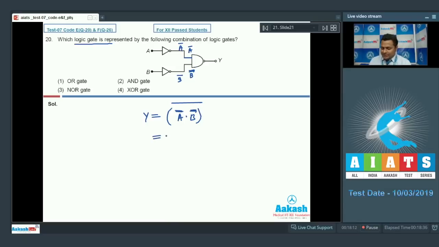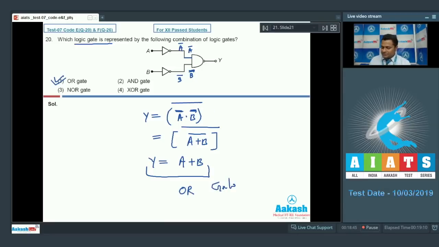Now you can apply the De Morgan theorem. According to De Morgan theorem, A bar dot B bar can be replaced as A or B whole complement, and there is another complement. Complement and complement, they will cancel each other. So ultimately you will get the output Y as A or B. So actually there is the OR operation. This whole combination of gates is giving you the output of OR operation. It behaves like an OR gate. So that's why we will go with option number 1, which is absolutely correct. Now let us proceed to the next question, that is question number 21.